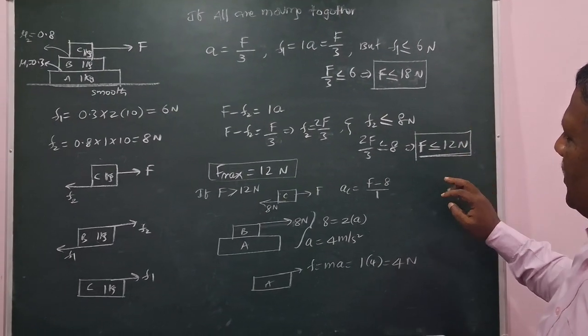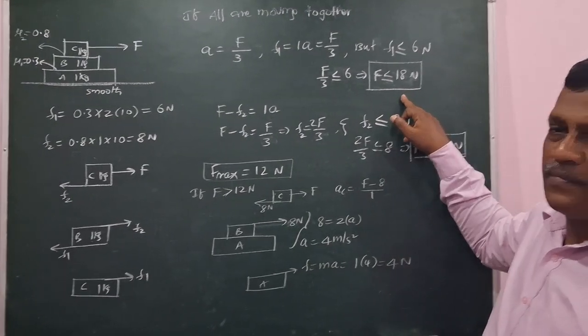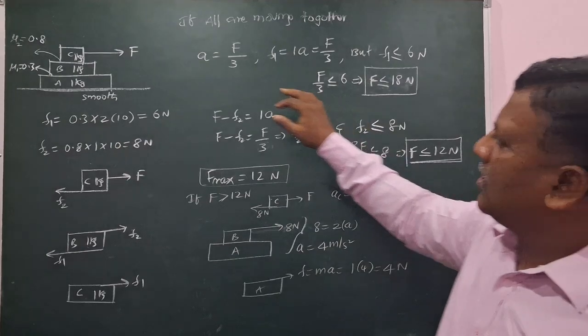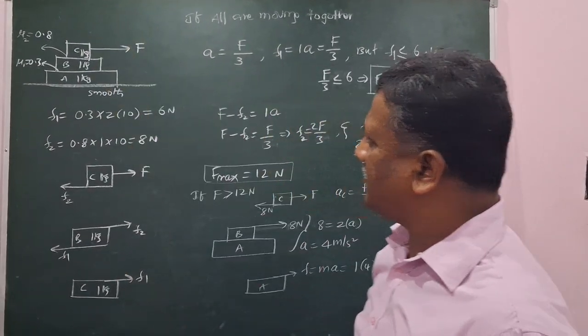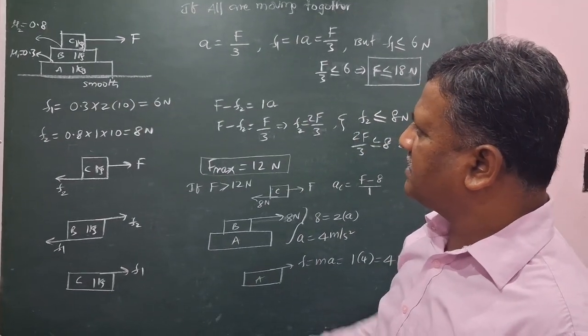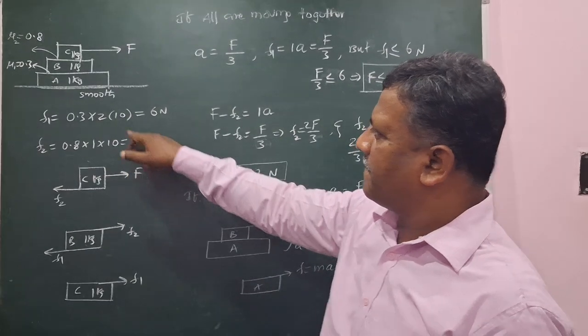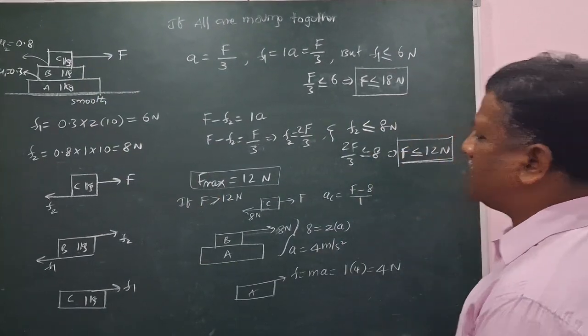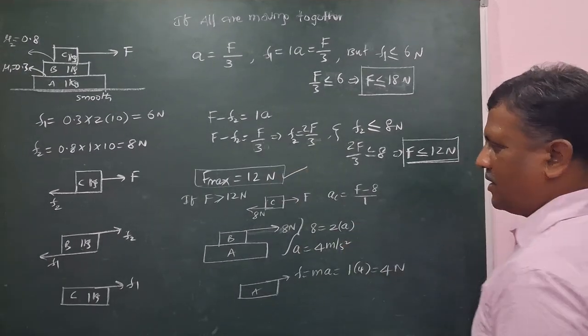And a very important point is, when we apply this 18 Newton force, these two blocks B and C move together due to more friction between those two, but A moves separately. So all move together only when the force is 12 Newton or less.